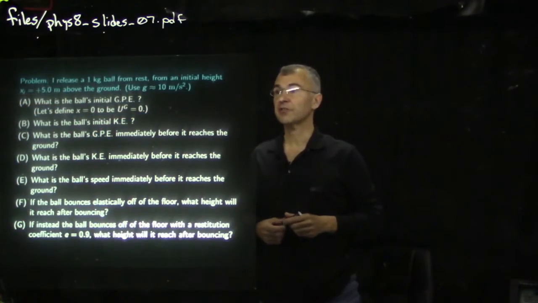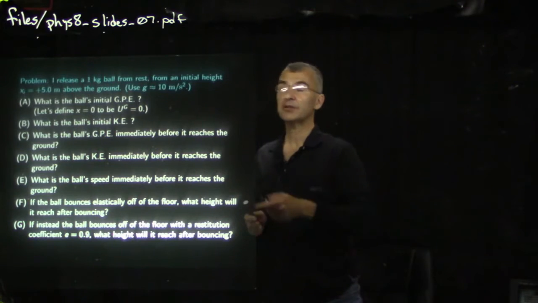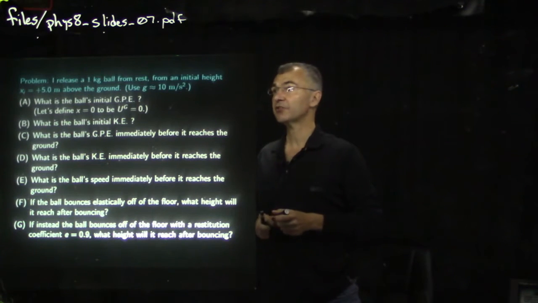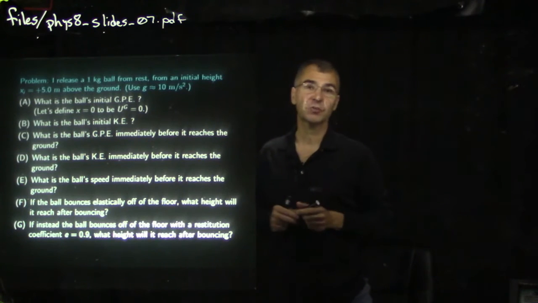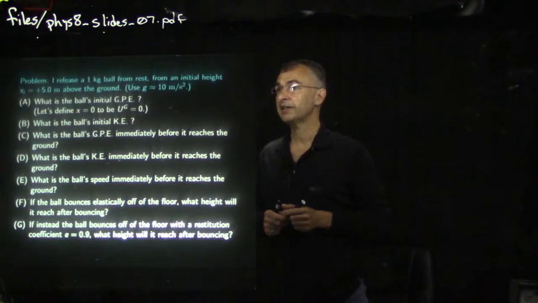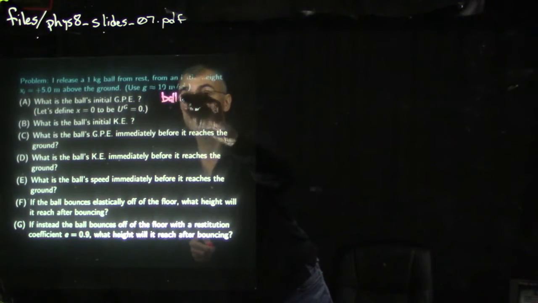Let's talk through a little example problem. So I release a 1 kilogram ball from rest from an initial height of x equals 5 meters above the ground. And let's use g as approximately 10 to keep the math easy. So what is the ball's initial, it's actually ball plus Earth system.